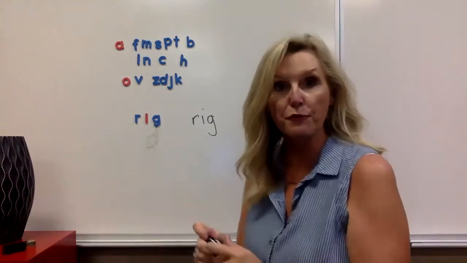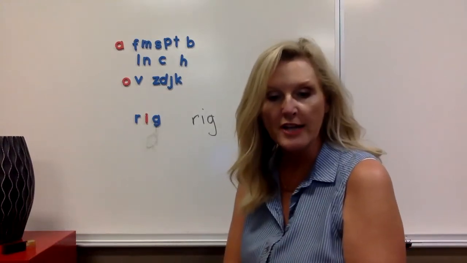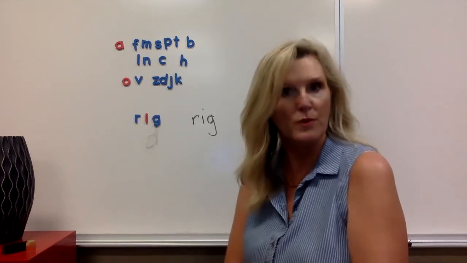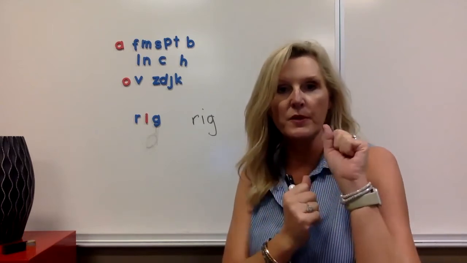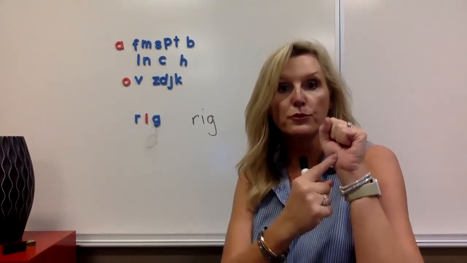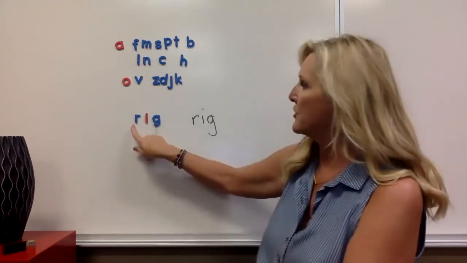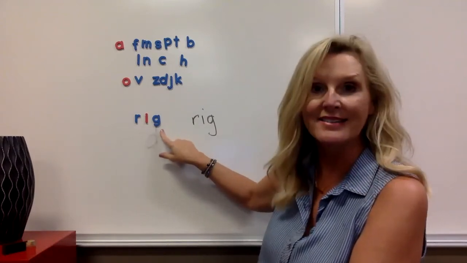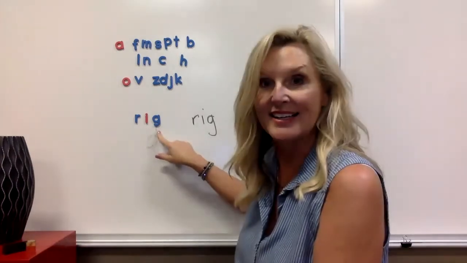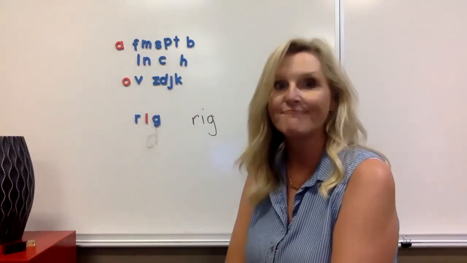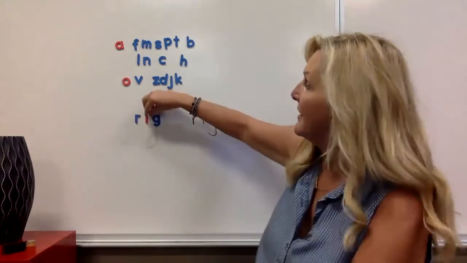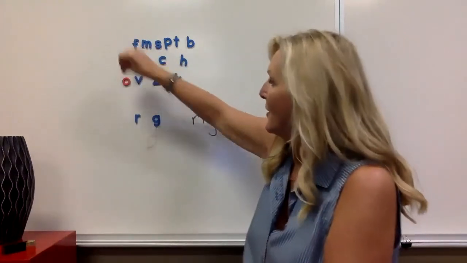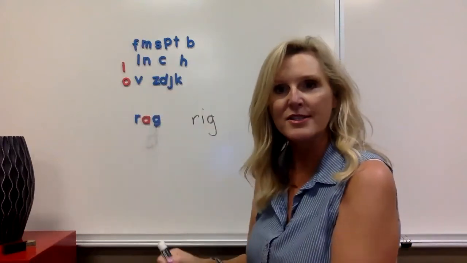Good. Okay, so we have rig. If we want to change one letter in rig and change that word to rag, what would we do? So we've got rig, and we're going to change it to rag. Tap that with me. R-A-G. What changes? R-I-G. Touch yours. R-I-G. Now say rag. R-A-G. What changes in that word? The vowel. The vowel is no longer an I. It's now what? Yes, rag. It's an A.